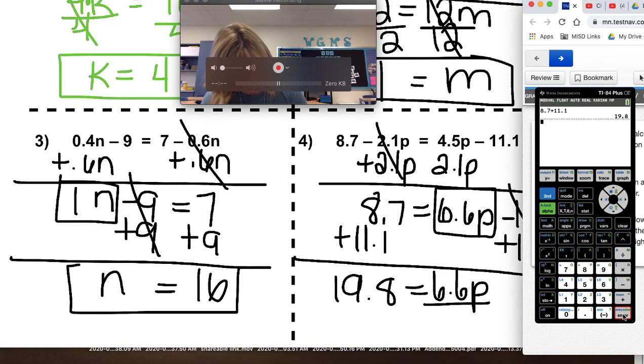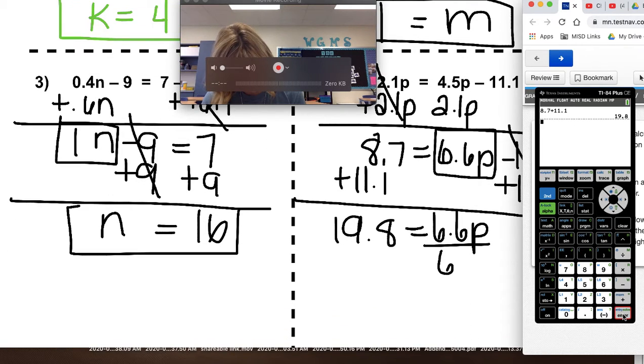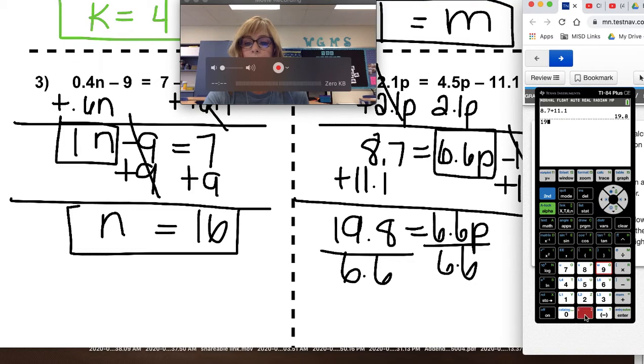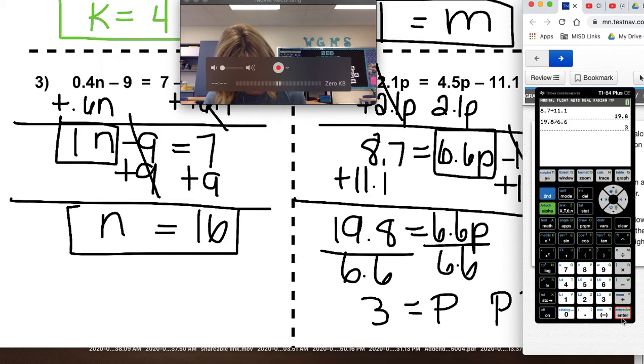And then we're going to have to divide by 6.6. So in my calculator, I'm going to put 19.8 divided by 6.6. You get p equals 3. Or you can write it this way, p equals 3.